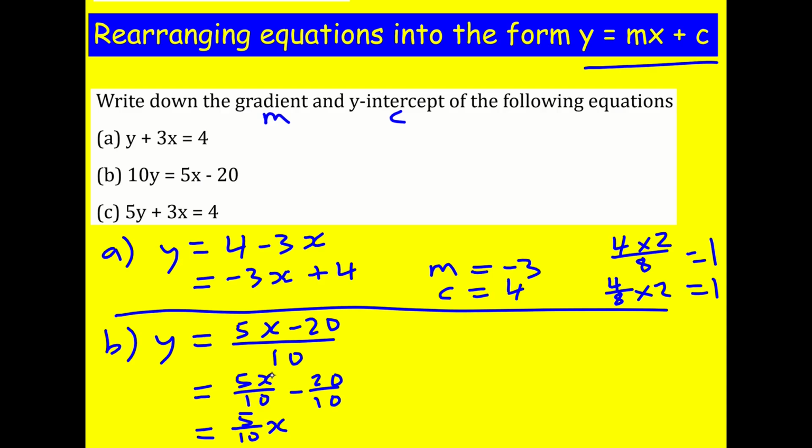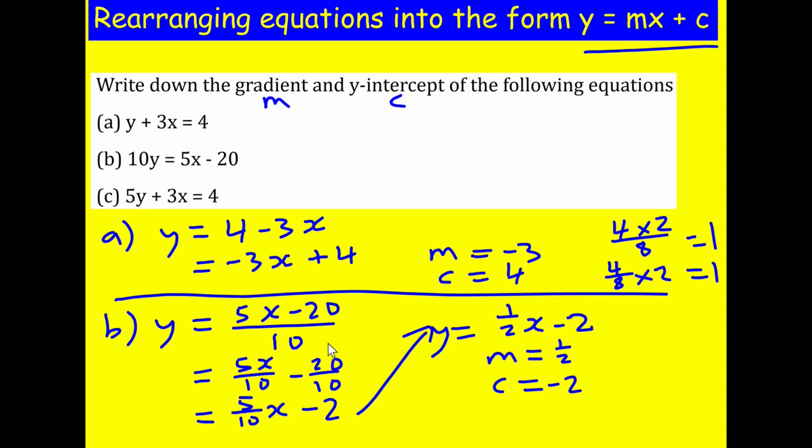Rather than doing 5 times x and then dividing by 10, I can do 5 divided by 10 and then times by x. And I can do 20 divided by 10, that's going to be 2, and I'm nearly there. Then I can simplify it to a half x minus 2. And again, I've made it in the form y equals mx plus c. So m is equal to a half, the gradient, and c is equal to minus 2.